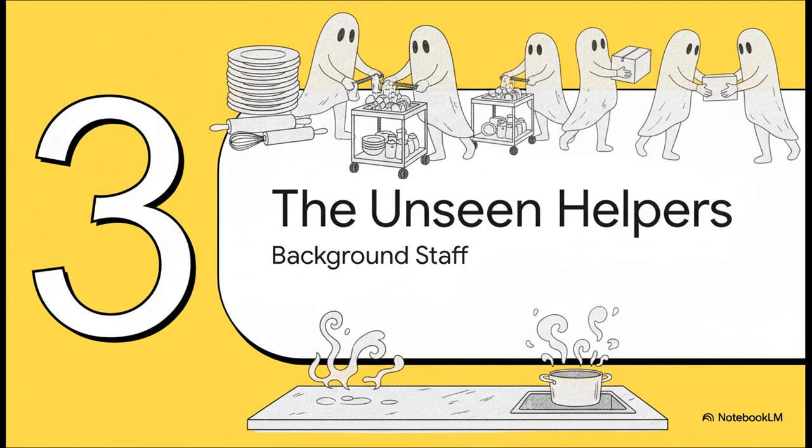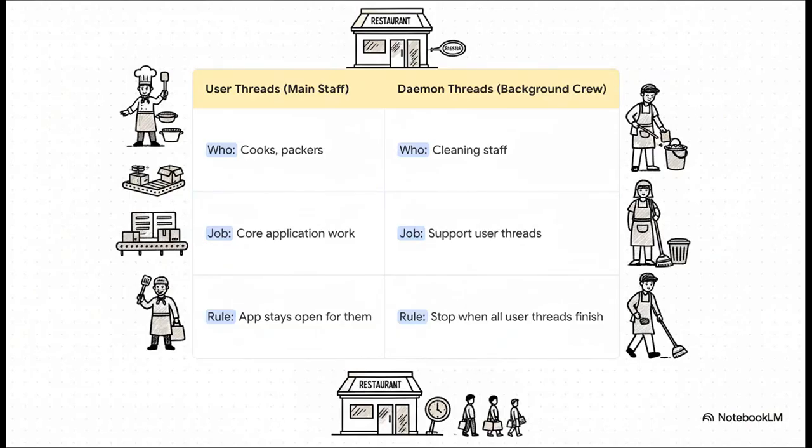So far, we've really only been talking about the main cooks, right? But every great restaurant has a whole background crew, those unseen helpers who are just keeping things running smoothly behind the scenes. Now, what's really cool here is this clear distinction. You have your main staff, the cooks, the packers. In Java, these are your user threads. They do the main work, and the restaurant stays open as long as they're on the clock.